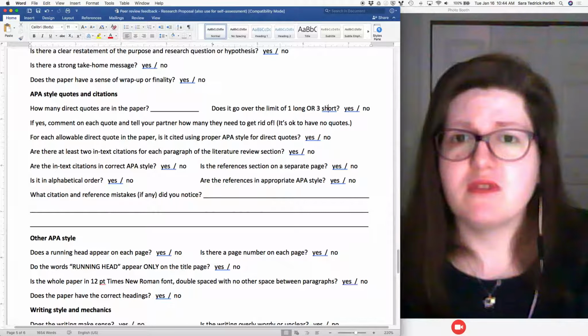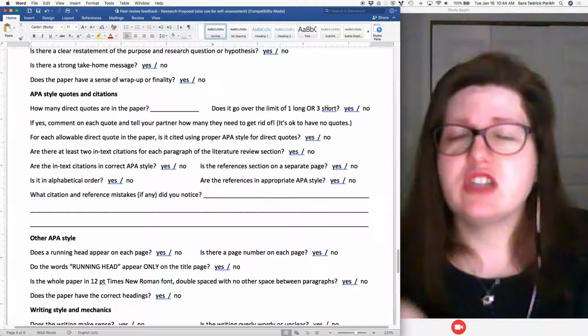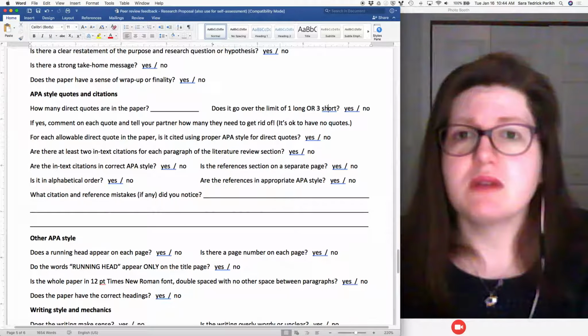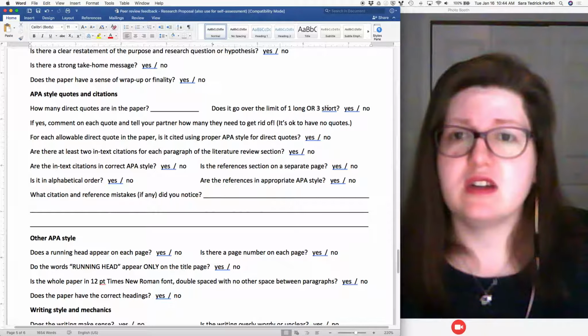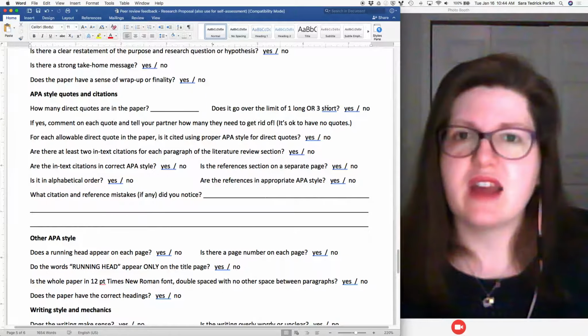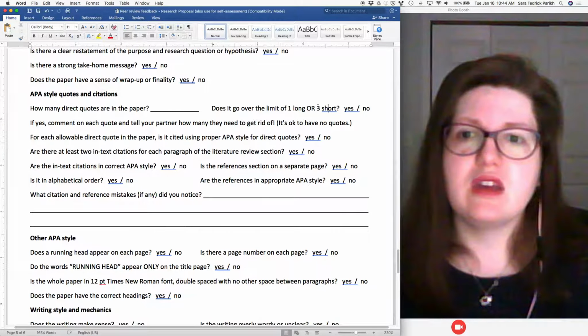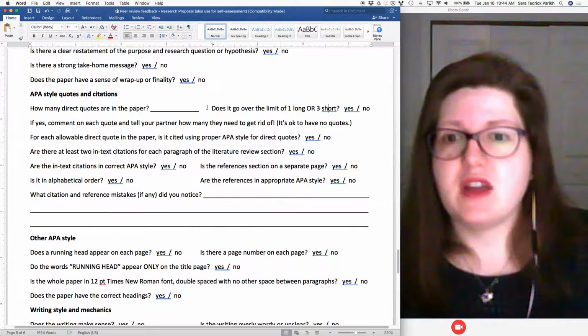I don't care if you can find quotes. I really don't. I care if you can read and understand it well enough to put it in your own words. That's what I'm looking for you to do as a student. So that's why I have such a strict limit on quotes, because it's so easy to slip into relying on quotes when really I want you to be learning how to paraphrase.